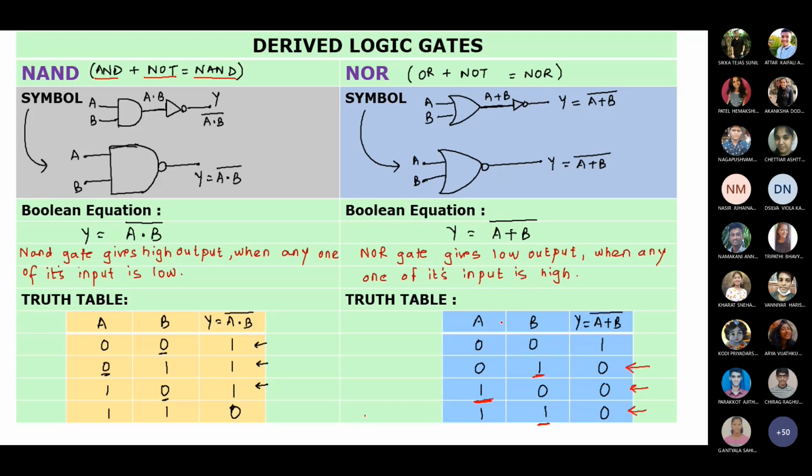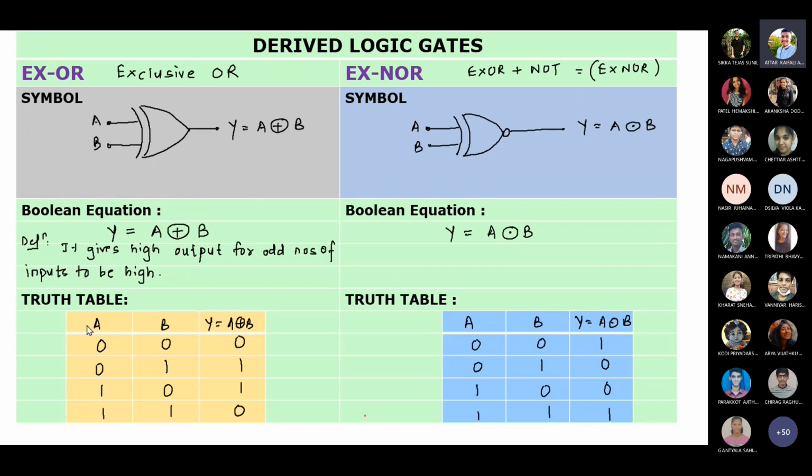So NAND and NOR are derived gates, and AND, OR, NOT are basic logic gates. Clear, everyone? Any doubts up till here? No, ma'am. Okay. The next derived gates we are going to learn are two more. One is inclusive OR and the other is its opposite, that is XOR and XNOR. One is exclusive OR, XOR, and the other is exclusive NOR. Okay, exclusive OR and exclusive NOR.